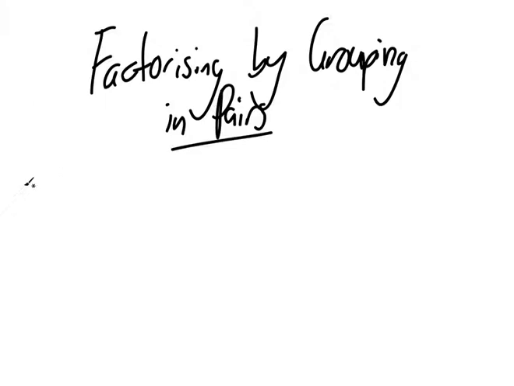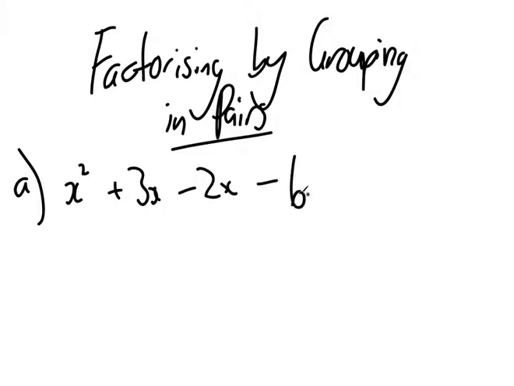So example 1 today, example A. We're going to factorise x squared plus 3x minus 2x minus 6. And you're probably looking at me saying, well, what on earth, why don't you just gather these like terms here and then factorise away? And we're not going to do that. What we're going to do, we're going to group in pairs. So we're going to get two pairs.